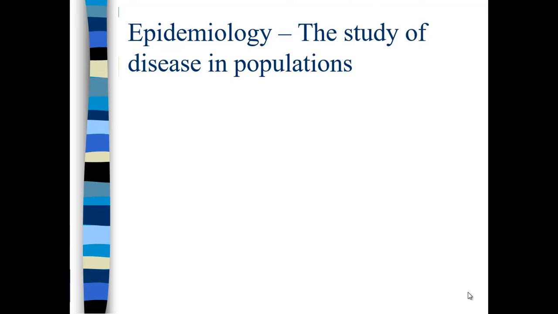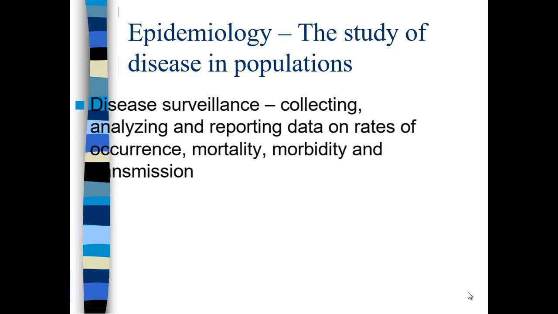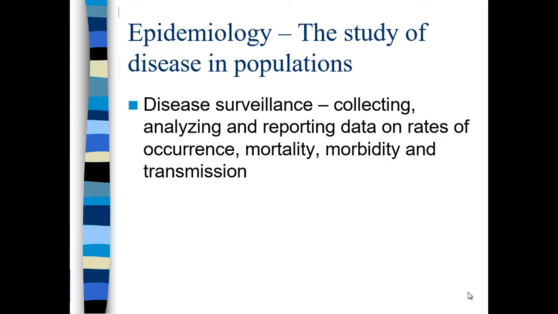Okay, we can also use epidemiology, even on a local scale, in order to diagnose disease and study populations of disease. And there's a lot of disease surveillance that happens at the local level at the public health department or even at doctor's offices, where they collect and analyze and report data on the rates of occurrence, the mortality, the death rate, the morbidity, the sickness rate, and then the transmission.